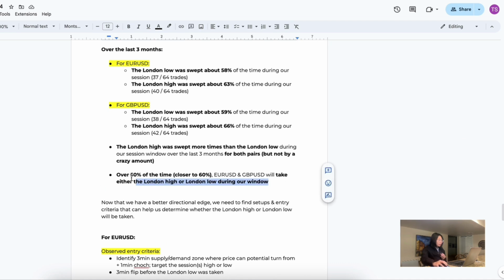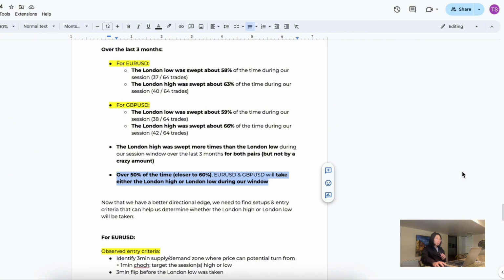This is what I really felt better about. Over 50% of the time, closer to 60% actually, euro dollar and pound dollar will take either the London high or low during our trading window. And so knowing that 60% of the time either the London high or London low will be taken gives me more confidence, and I feel like it helps me have a better directional bias, because now I know that 60% of the time the London high or London low will be swept.